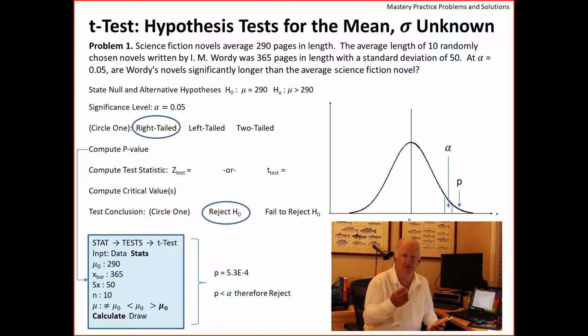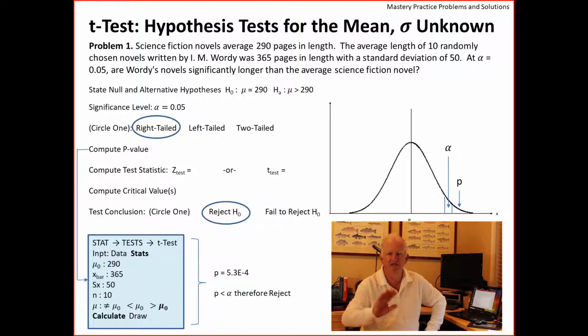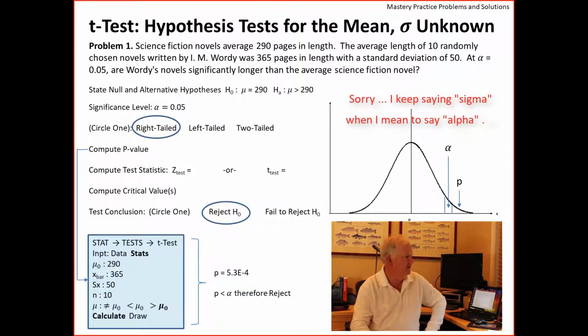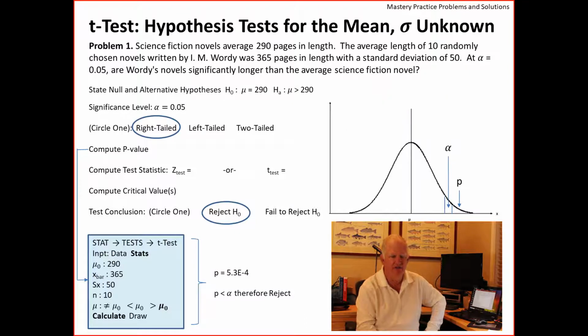So that's a very small number, 0.0005, and so it's clearly less than alpha. Back to the picture, P is a small, small area. It is an even more improbable result than what we have decided is improbable. We've said anything with a probability of alpha or less is unusual. We've got the value P much less than the probability associated with alpha, and so you reject H0.